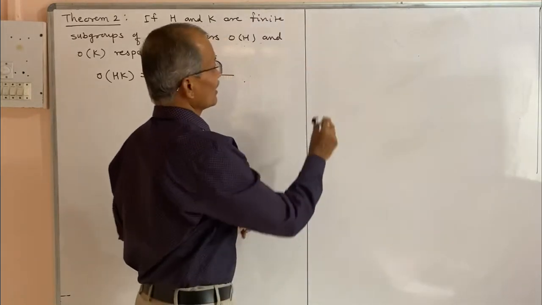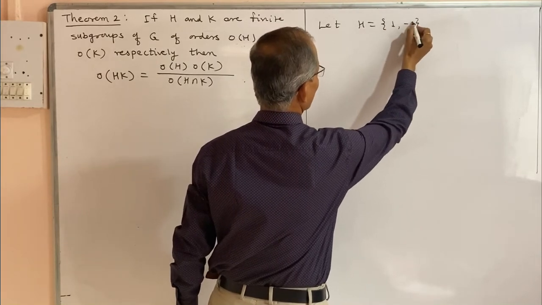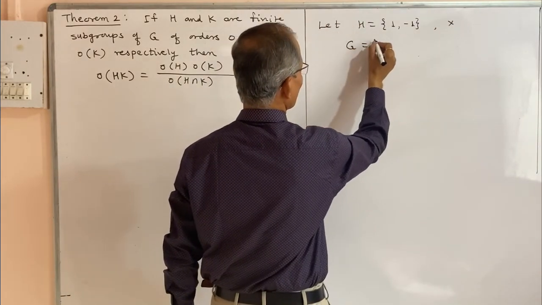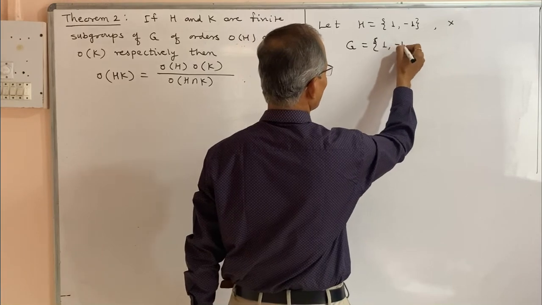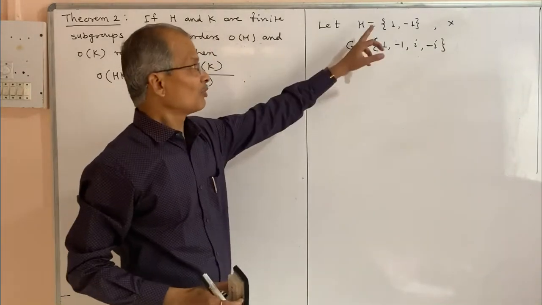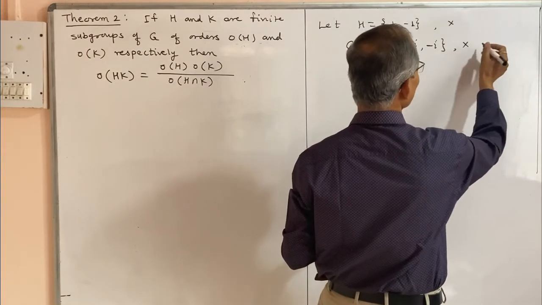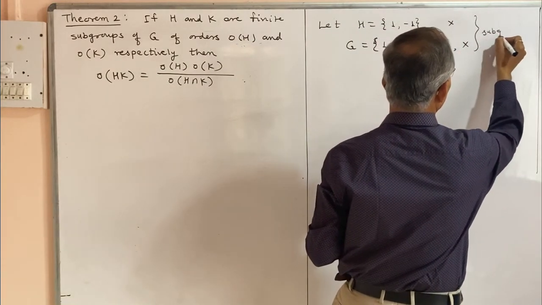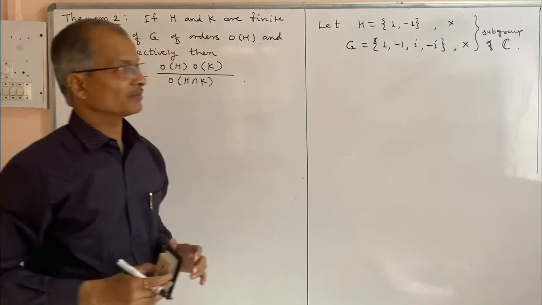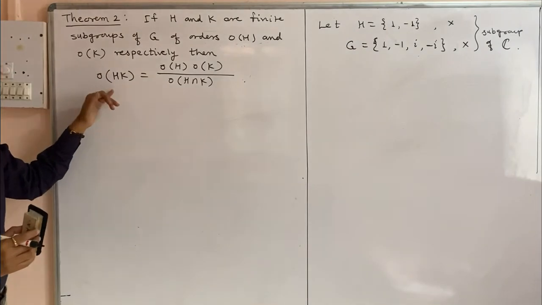Say let H be the set {1, -1}, which is a subgroup under multiplication, and K the subgroup {1, -1, i, -i}. We have studied these examples earlier. Both H and K form a group, and these can be considered as subgroups of C, the complex numbers. So we want to verify this theorem.